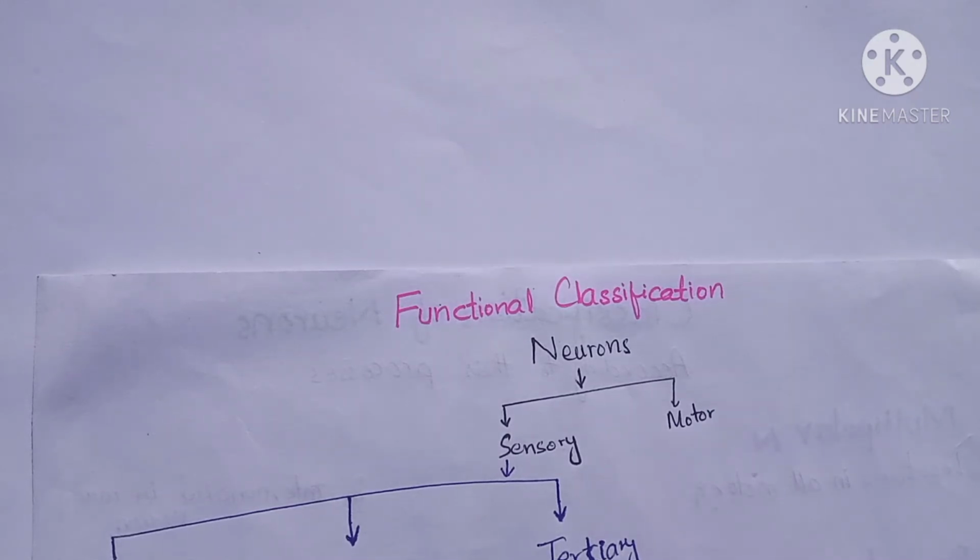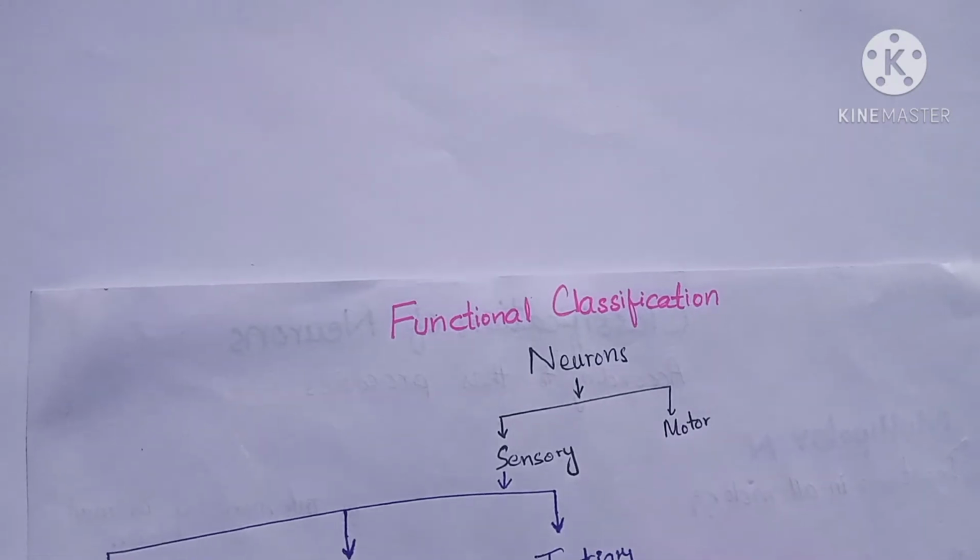The first classification of neurons is the functional classification of neurons. Function means to do work, how the neurons work, and from where they take the message and where they convey the messages. So neurons are first divided into two types according to function. The first is sensory neuron and the second is motor neuron.